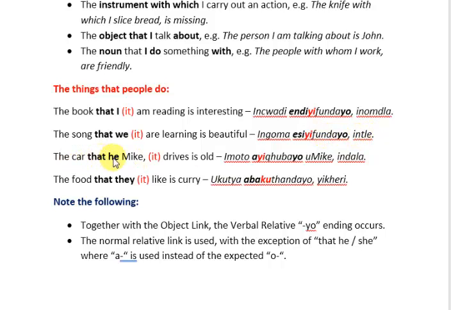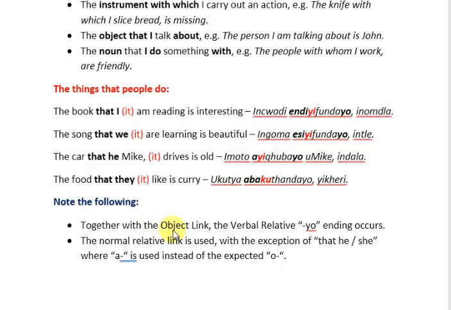The car that he drives, he being Mike, is old. Imoto ayikhuphayo uMike indala. Take note of the a, we will mention it again. The food that they like is curry. Ukutya abakutandayo yikeri. So the yi, which we've used three times, is the object link of incwadi, ingoma, and imoto, and the ku is the object link of ukutya.